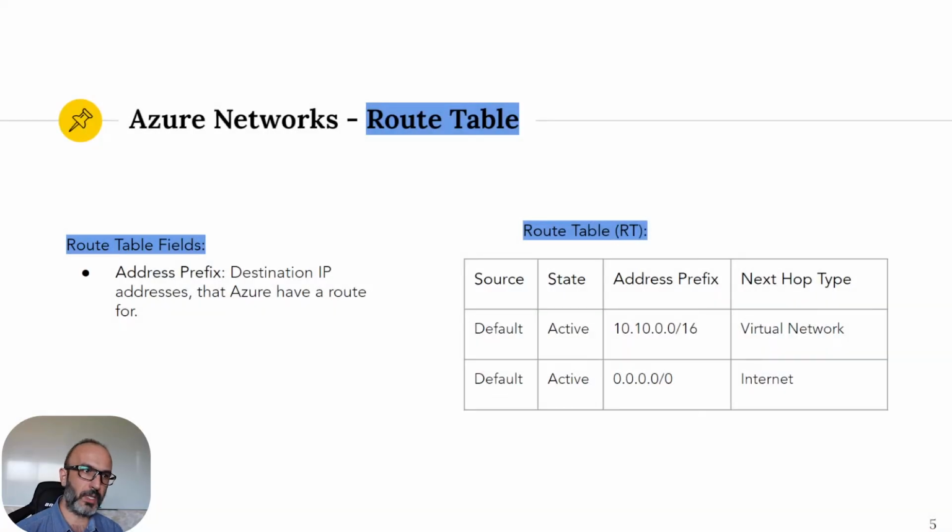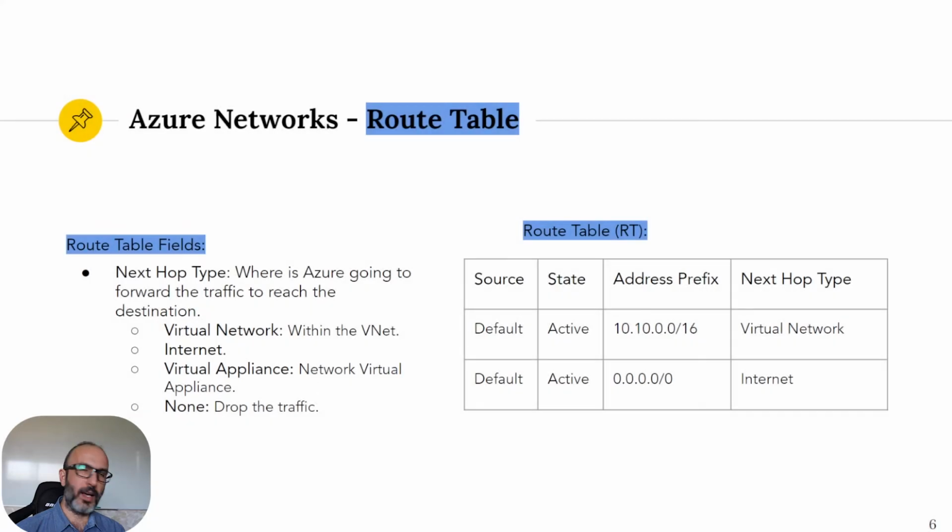The address prefix is for the destinations that Azure knows about. So all the destinations that Azure will be able to route to will be listed under the address prefix. And then finally, the next hop type. This is where Azure is going to send our traffic next. If the next hop type is a virtual network, this means that the traffic will be routed within the VNet. It's not going to leave the VNet. If the next hop is the internet, it means it's going to be sent to the internet.